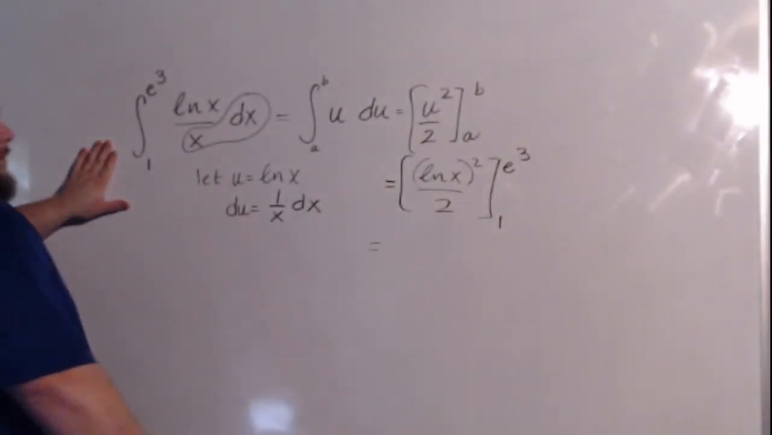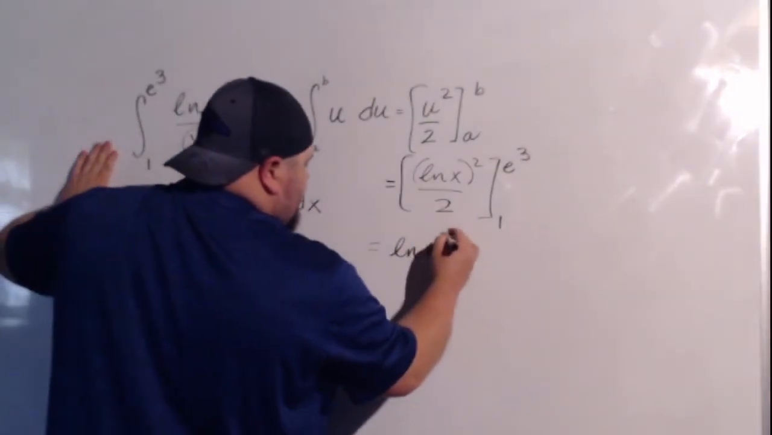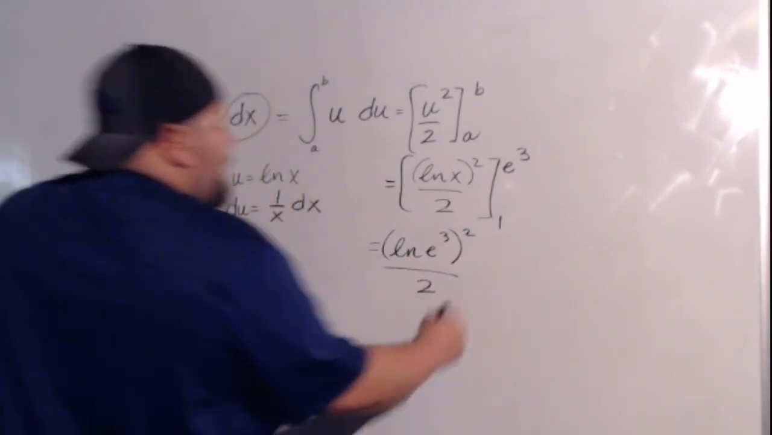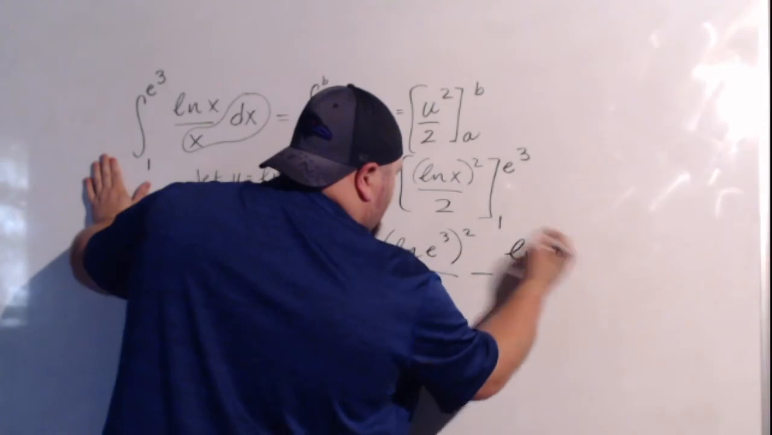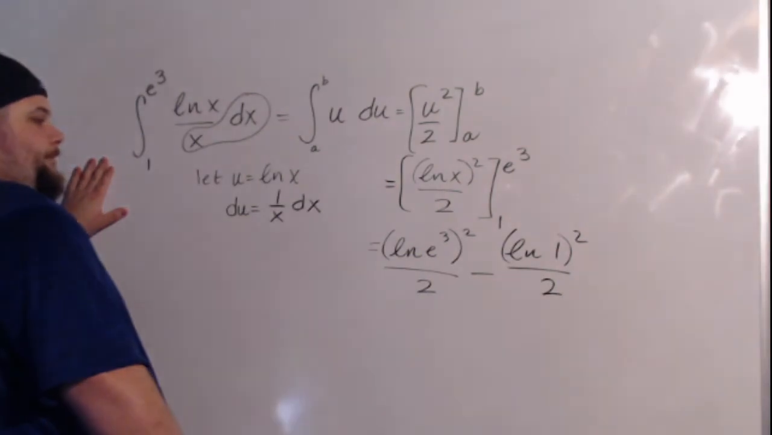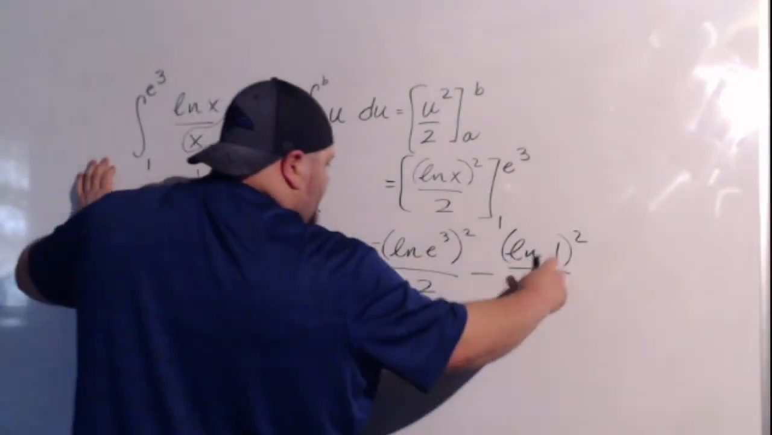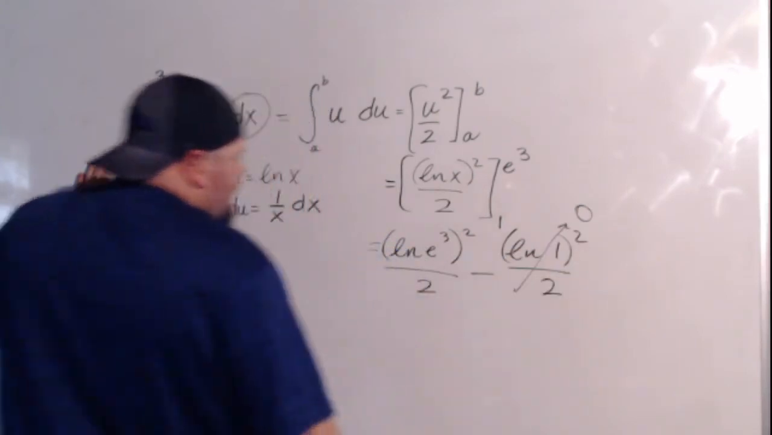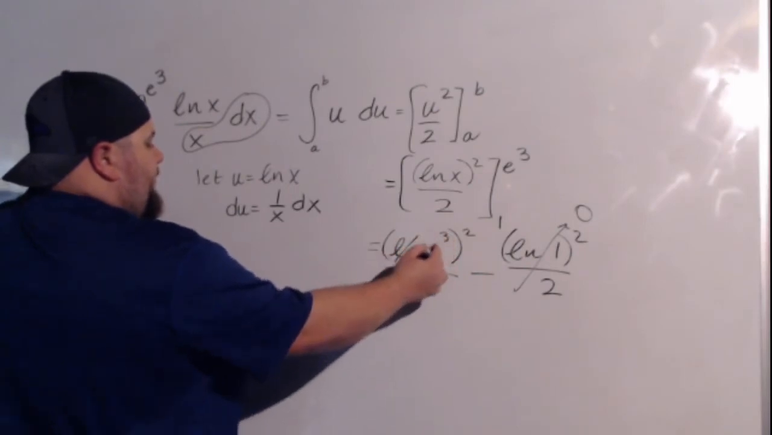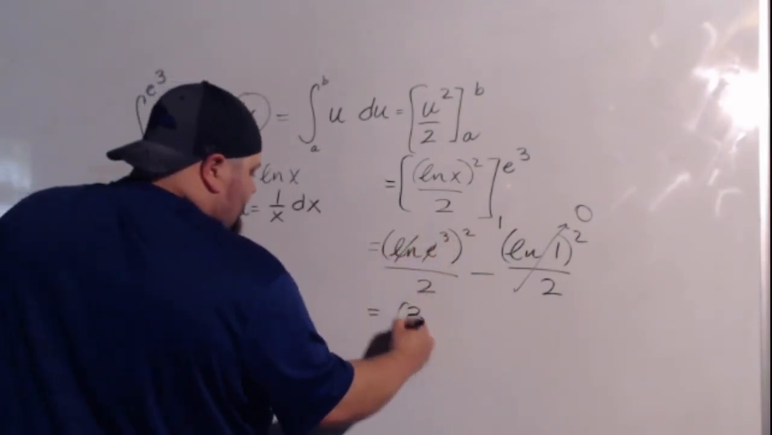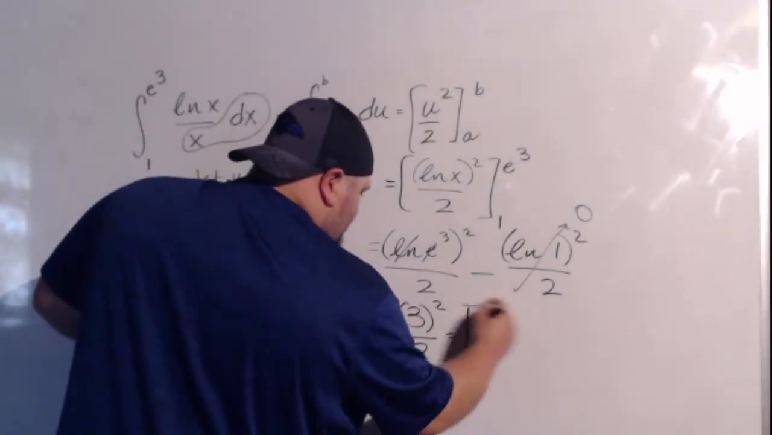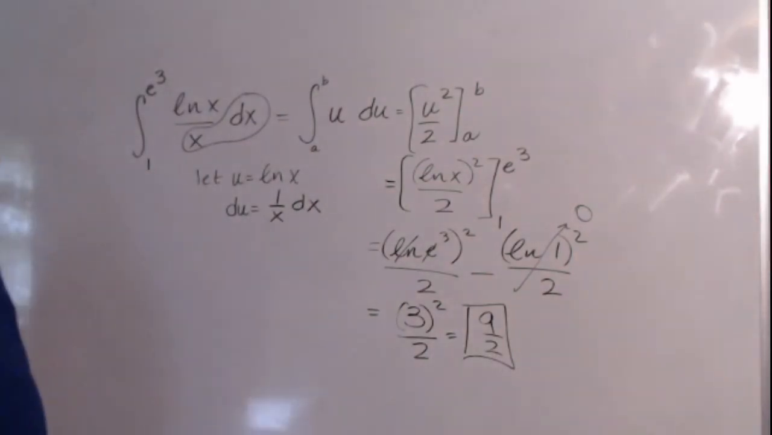Plug those in. Natural log of e cubed squared over 2 minus natural log of 1 squared over 2. Natural log of 1 is 0. Natural log of e just returns the power. So that would be 3 squared over 2, or 9/2. So that's one way of doing it.